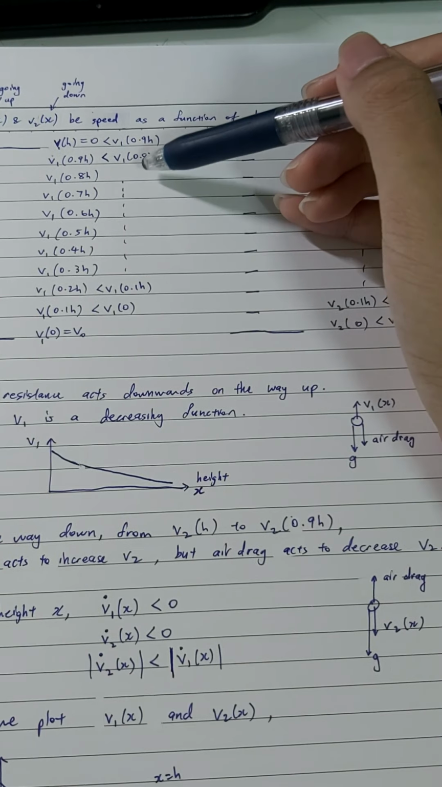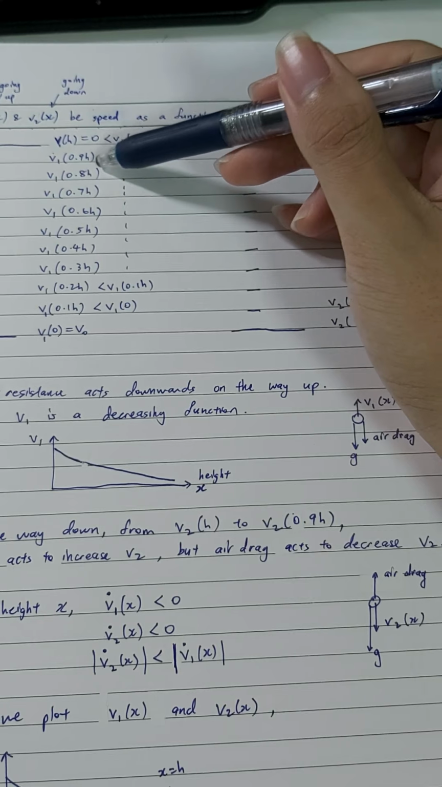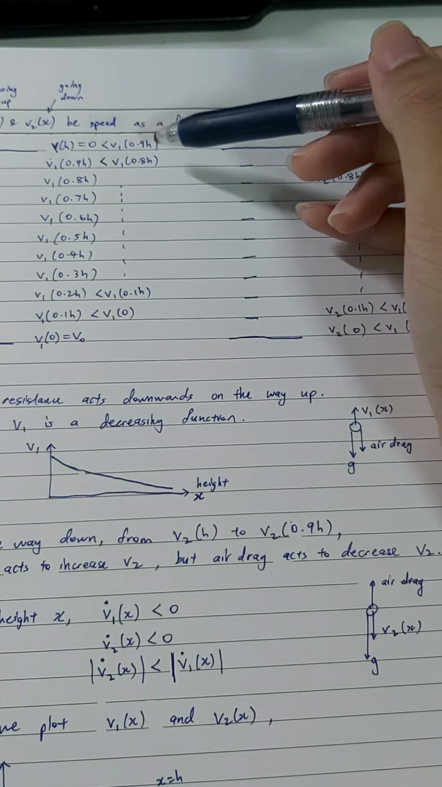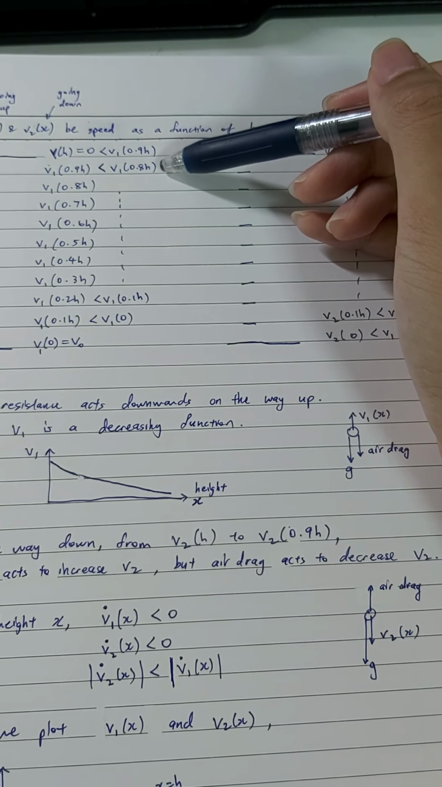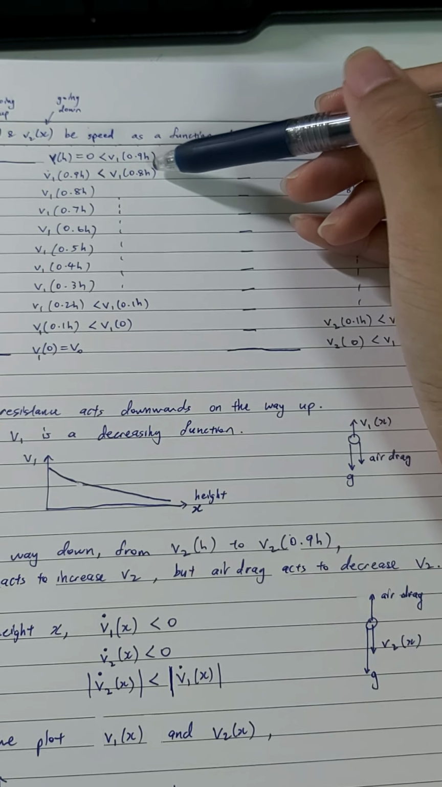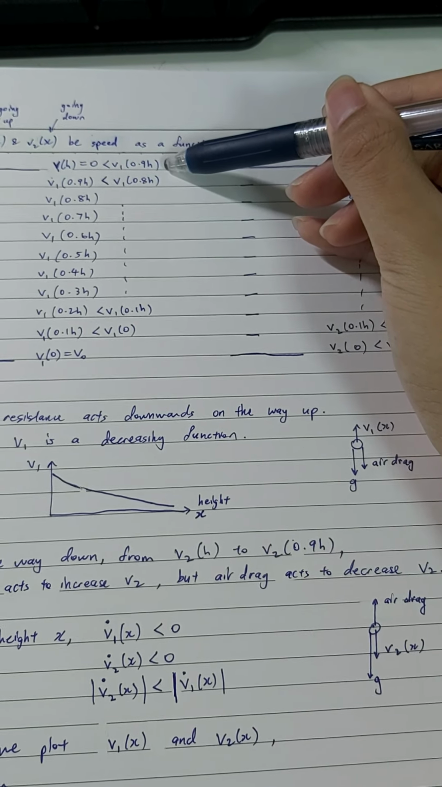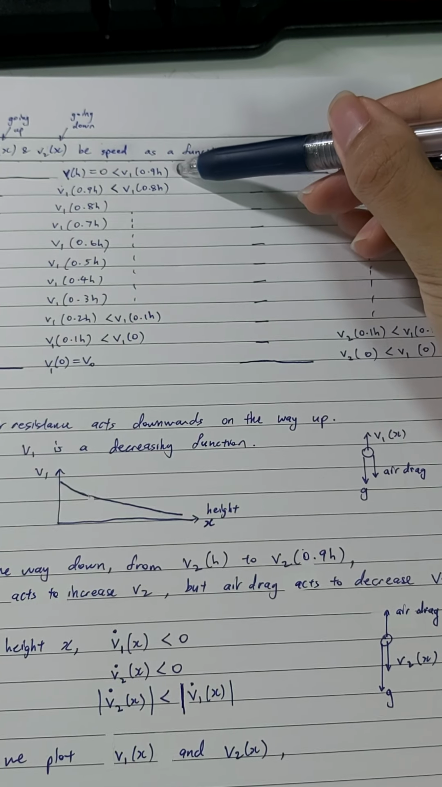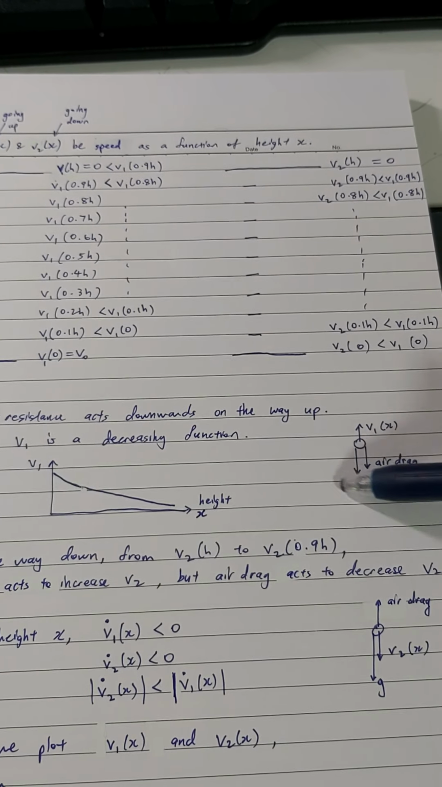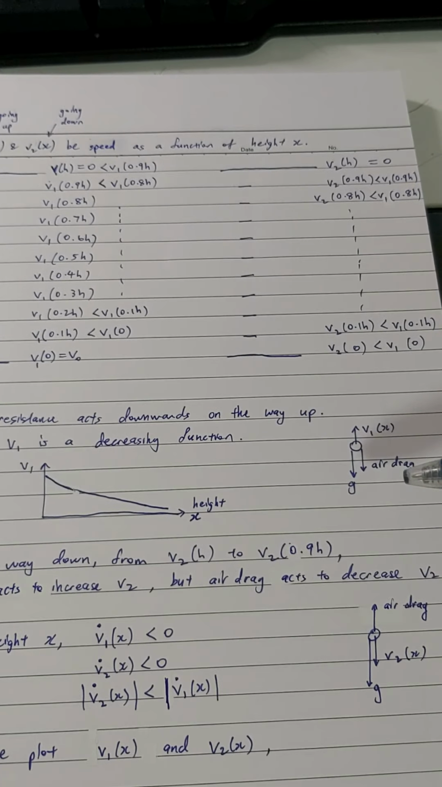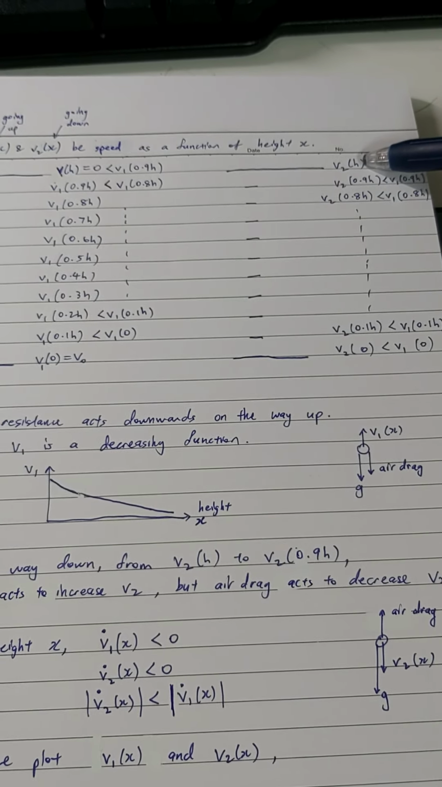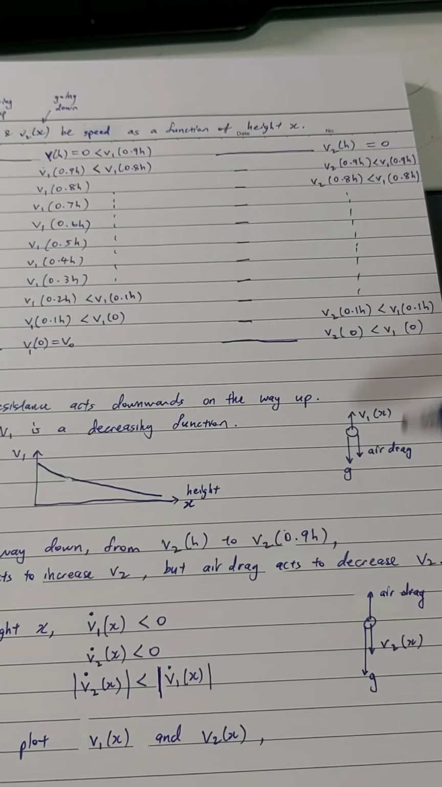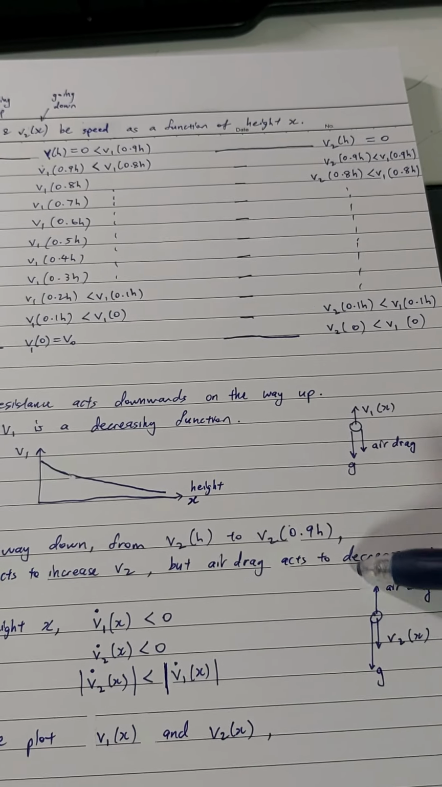However, remember that when you went from 0.9h to height h, the speed decreased, and that decrease was caused by both gravity and air drag, meaning that the change from here to here is a combination of both of these. Whereas when you went from h to 0.9h as it's falling down, the speed increased, but it was only increased by gravity minus the air drag.